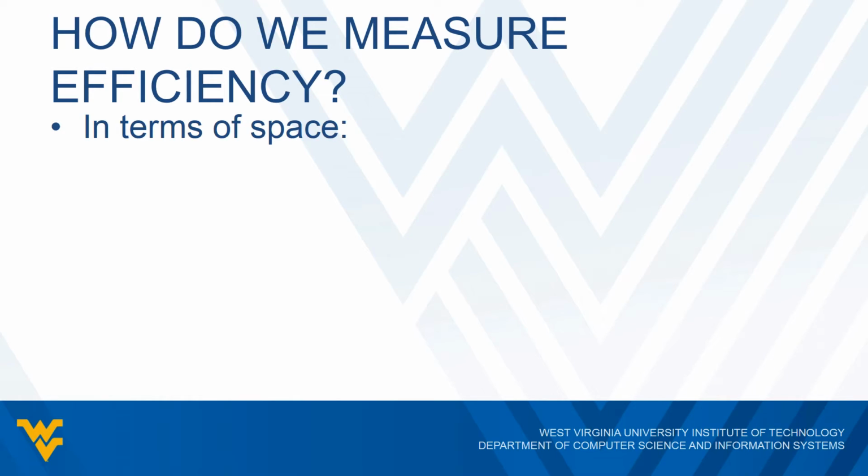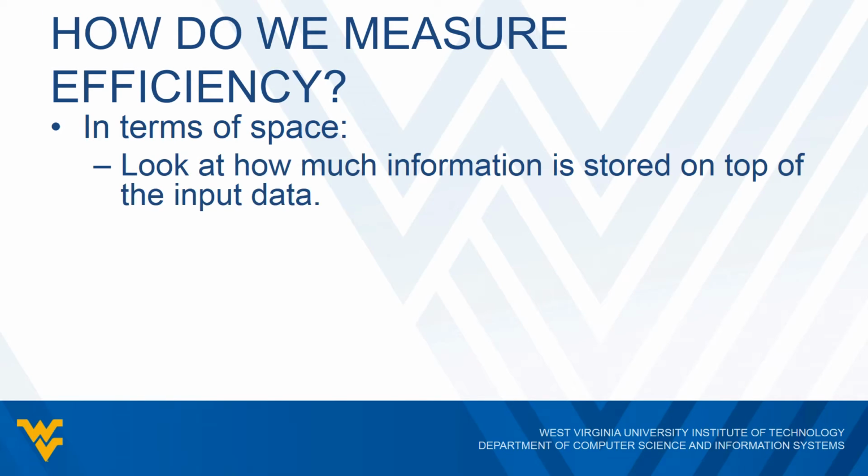So we first take a look at efficiency in terms of space. We have our input data, and that already requires so much space, and we're not going to worry about that space. But we consider the additional information that's stored on top of the input data. So how much more space do we need in order to solve this problem? Maybe we might have some temporary variables that we need. We may need to store some more things in order to solve the problem. But we take a look at how much more space is required to solve this problem. The other metric that we take a look at is the time.